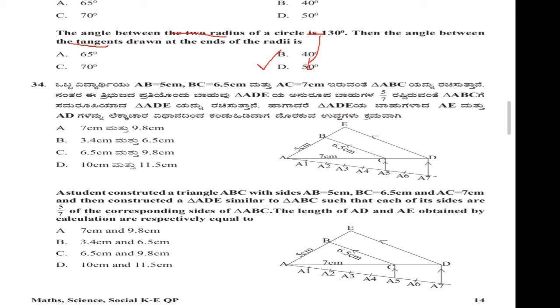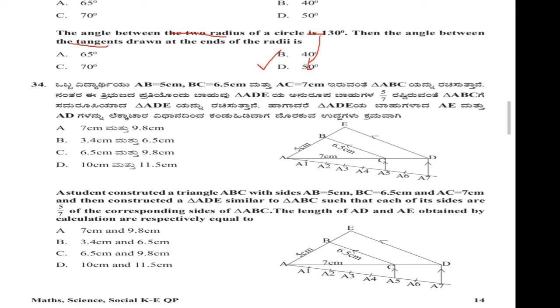Next we have 34th one. A student constructed a triangle ABC with the sides AB is equals to 5 cm, BC is equals to 6.5 cm, AC is equals to 7 cm, and then constructed a triangle ADE similar to triangle ABC such that each side is 5 by 7 of the corresponding sides of triangle ABC. Then the lengths of AD and AE obtained by calculation are respectively equal to.